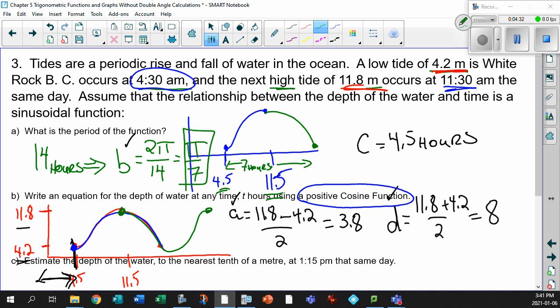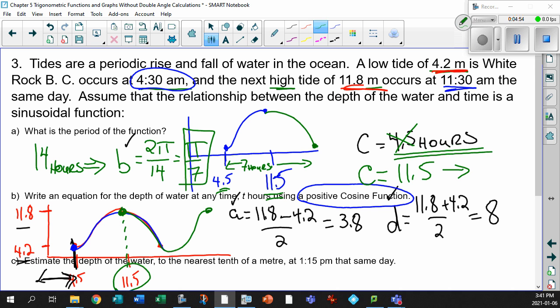But my question is then, what is that? Well, I know that. It's 11.5. My high tide is at 11.5. So my C value is not 4.5. It's 4.5 if I did a negative cosine function. But for the positive cosine function, my C value is actually 11.5 to the right.